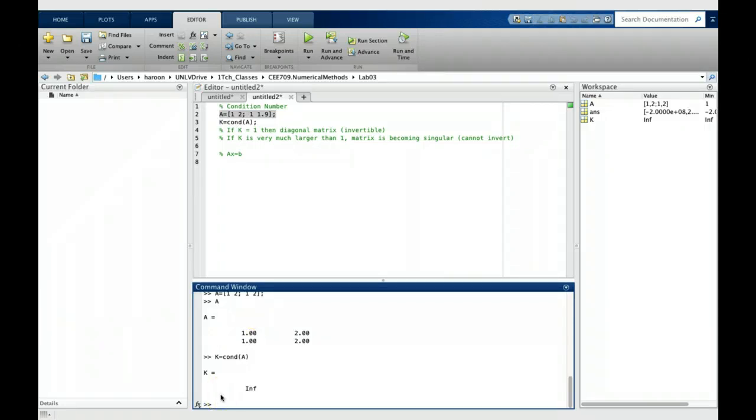I hope this tutorial explains what a singular matrix is and how to use condition number to get a feel of how accurate your result is.